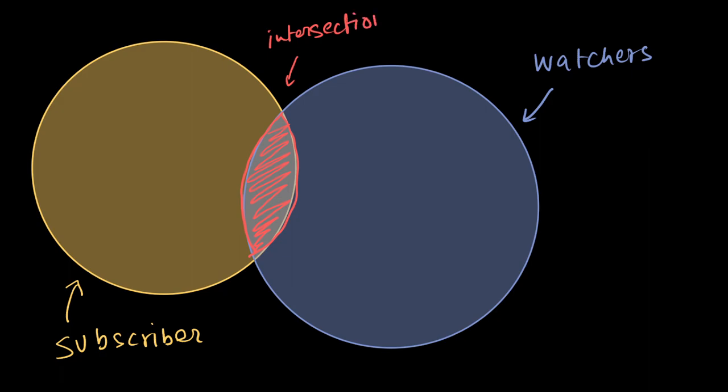Now, how do we denote this intersection? Well, we use something like A intersection B. And if you use LaTeX, which is a language used to write maths and research papers and stuff, we call this a cap. But in pronunciation, we call this A intersection B.